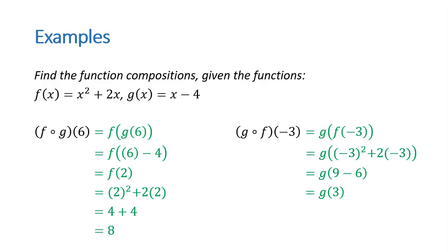So I go to my rule for g. G says take your input, subtract 4, so 3 minus 4, and our answer is negative 1. So g composed f of negative 3 is equal to negative 1.